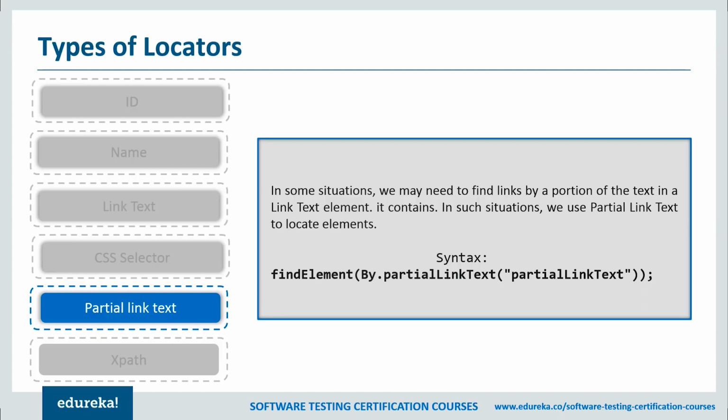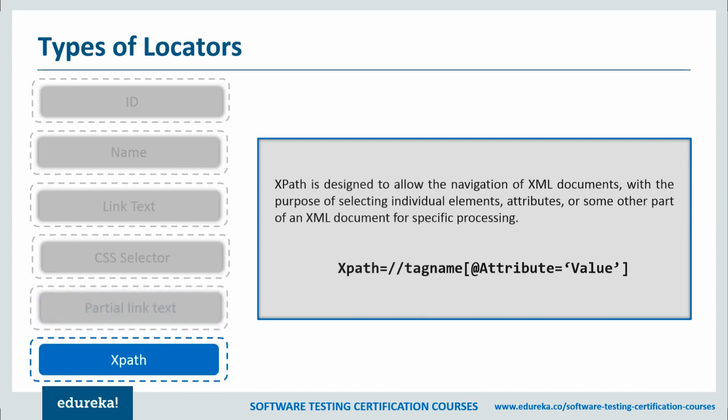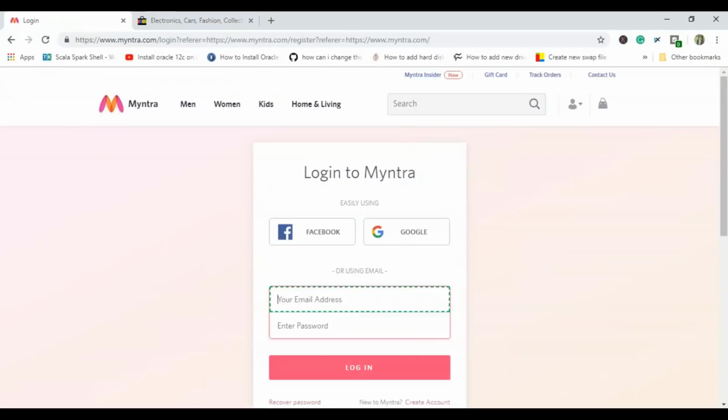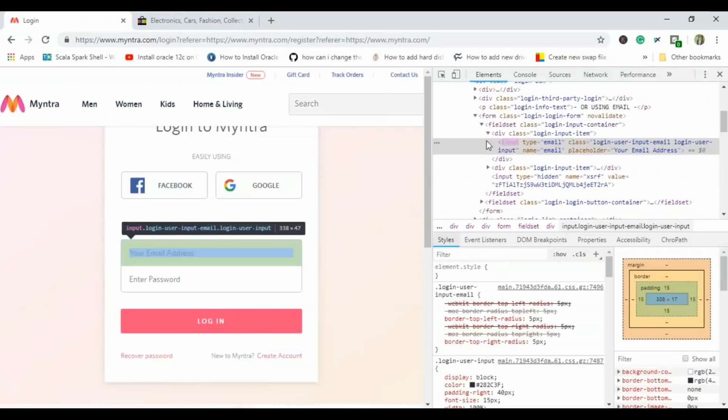And now talking about my favorite locator, XPath. It is designed to allow the navigation of XML elements with the purpose of selecting individual elements, attributes, or some part of an XML document for specific processing. So the syntax goes like this: // tag name, @ attribute name, followed by its attribute value. I'll show you a simple example of using XPath. Let's take Myntra and try to locate this login information. As you can see here, it has an input tag and it has a placeholder whose value is your email address.